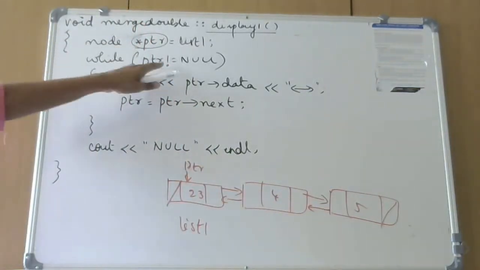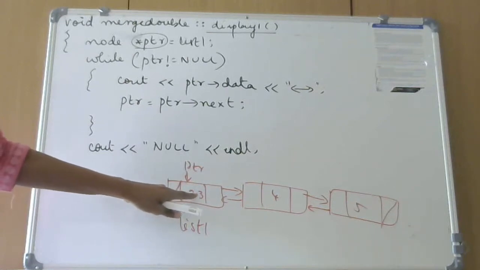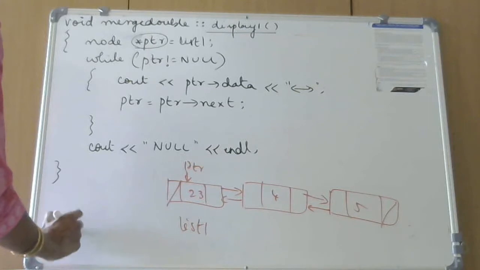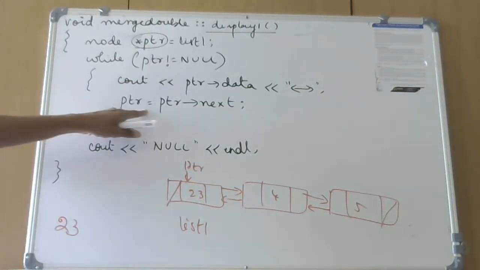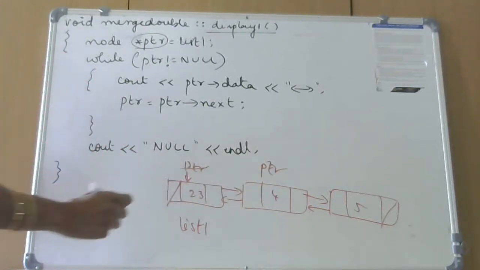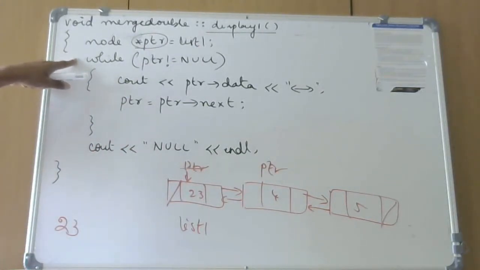So while pointer is not equal to null. So pointer is not null. So what we have to do? We have to display this particular value. So I want to display 23. Then pointer is equal to pointer of next. So next pointer will move. This will become the pointer now. Again it will go back to the while loop.